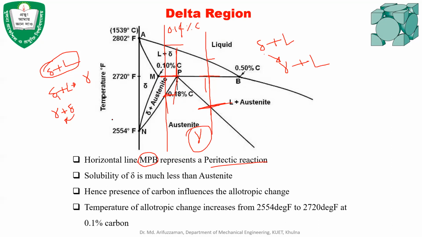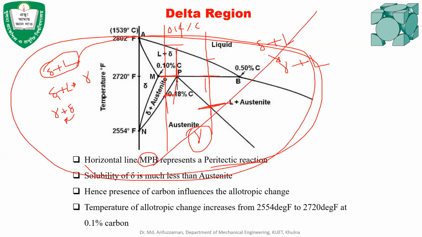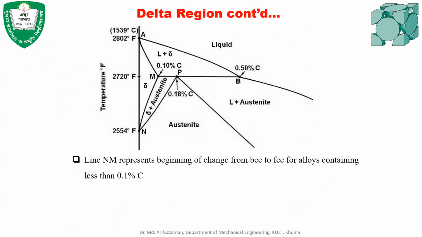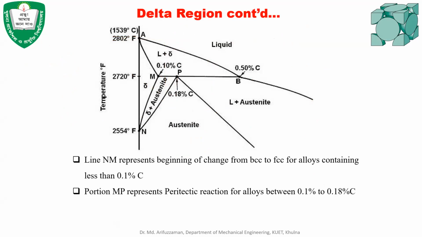But the thing is that this delta region is not a significant region. Studying this delta region does not make any difference in the production or manufacturing of carbon alloys, that means the iron-carbon alloys. Okay, I'll tell you why. So there are some other points in here. I have already told you.